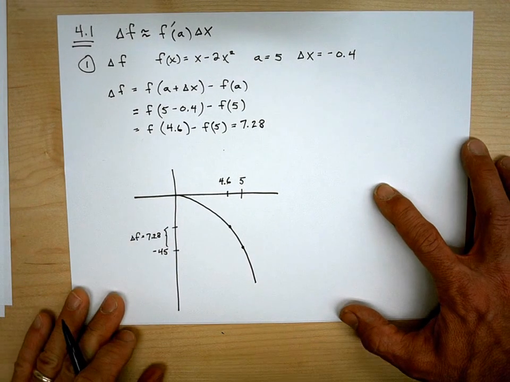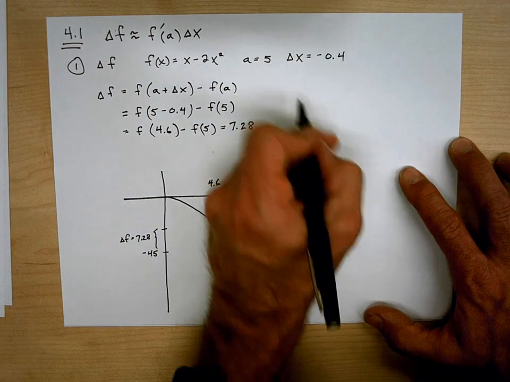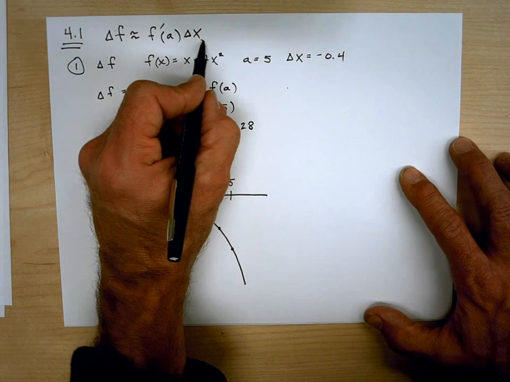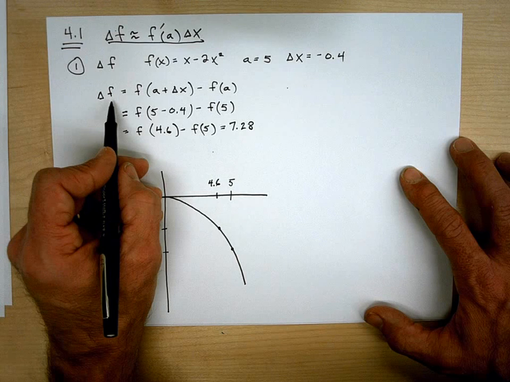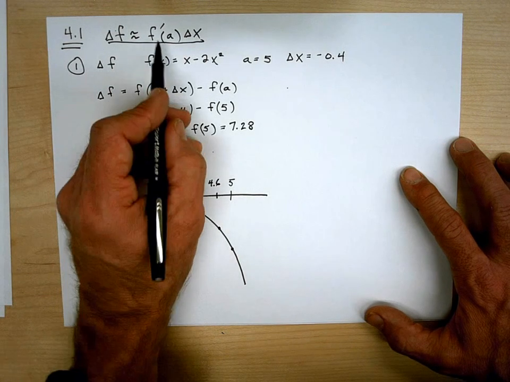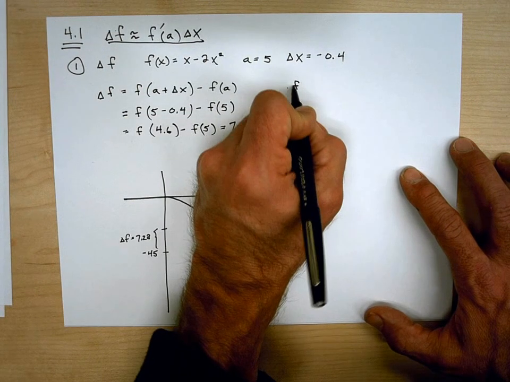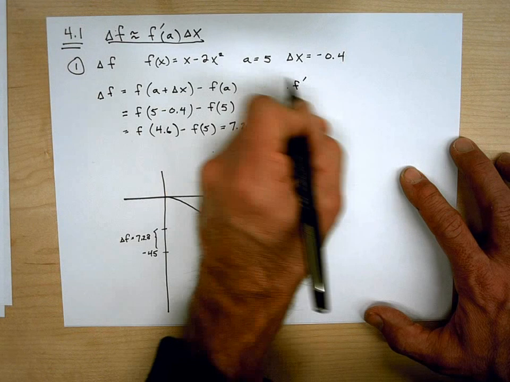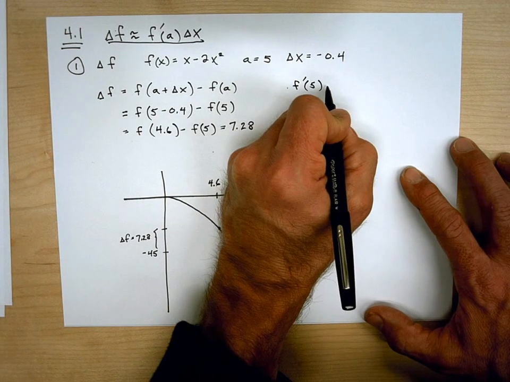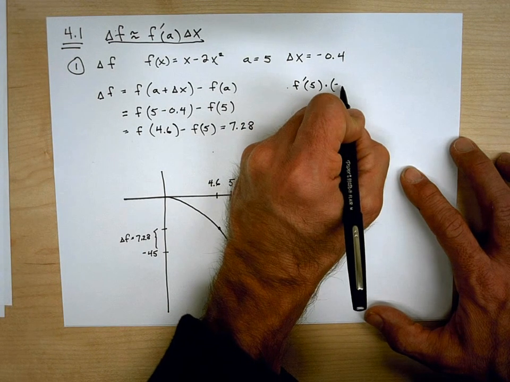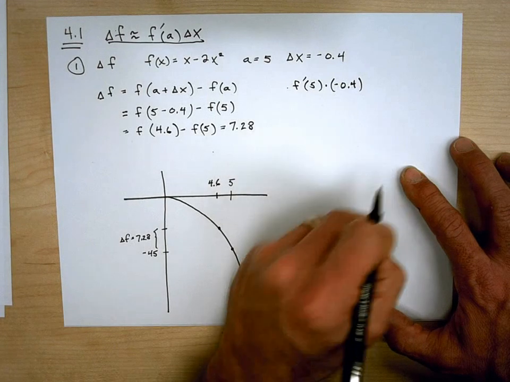We could calculate this. This right here is our delta f, and that is 7.28. All right, so let's look at what the tangent line approximation would be. So again, we're using this formula up here. We've already calculated delta f exactly. Now we want to do f prime of a, so f prime of 5 times negative 0.4. We want to approximate delta f.